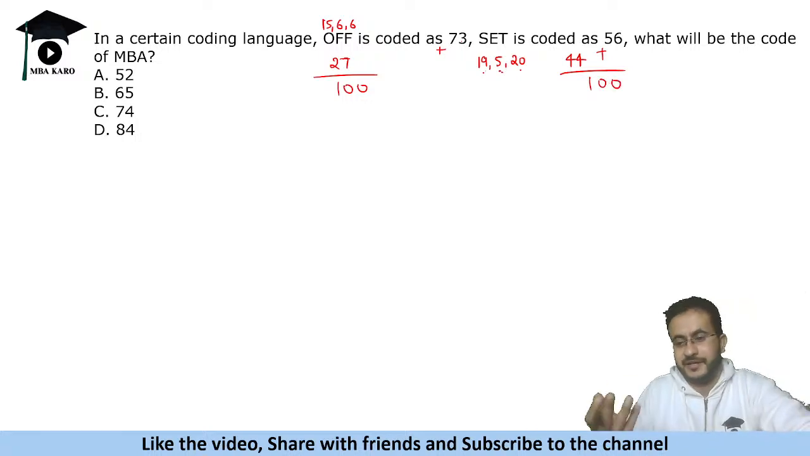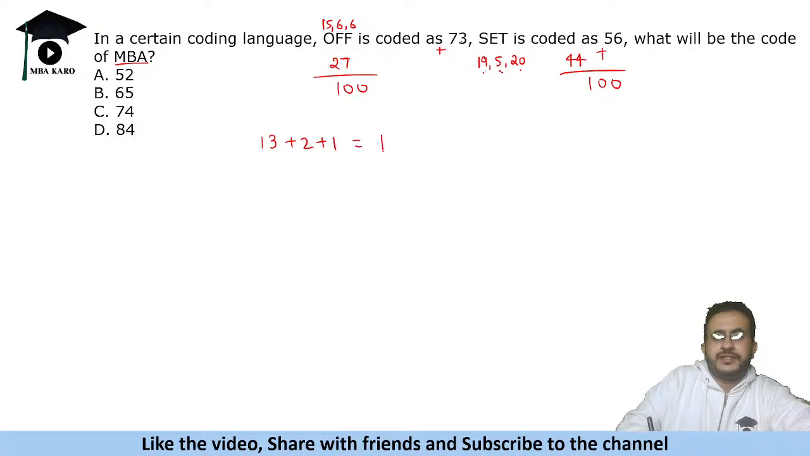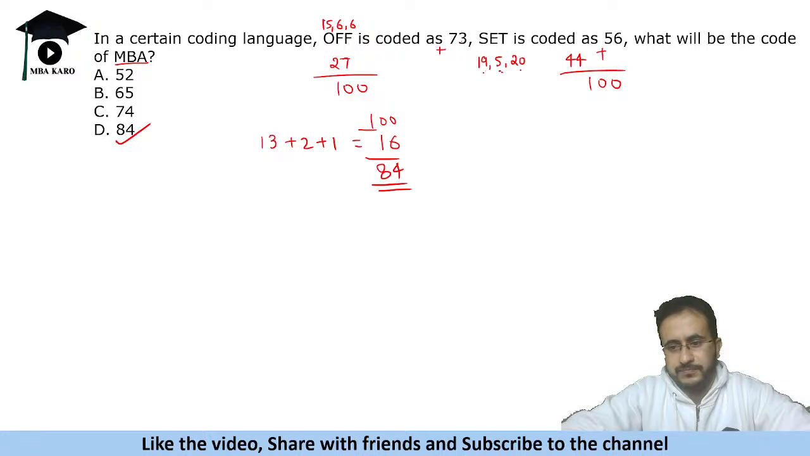Okay, logic can be any weird logic. So the total should come to 100. So basically you have to subtract the total from 100. So MBA is M 13 plus 2 plus 1, that is 16. Okay, so I just made up this question. So the answer is 84.